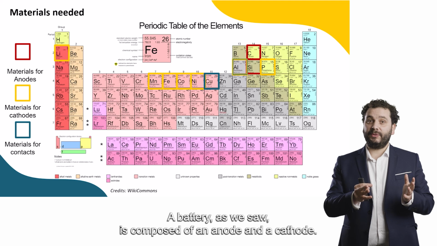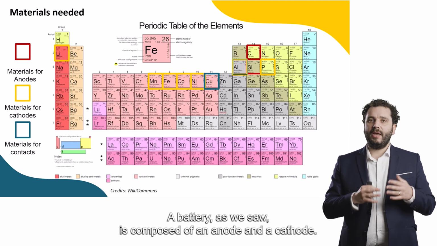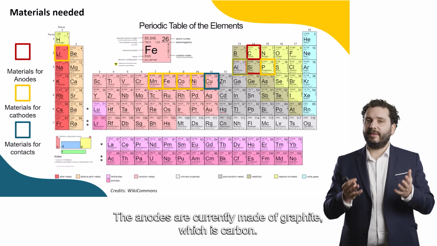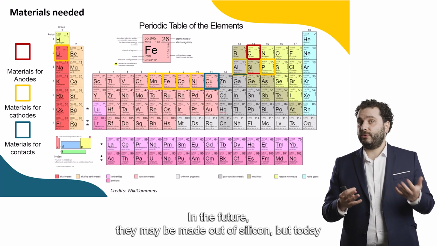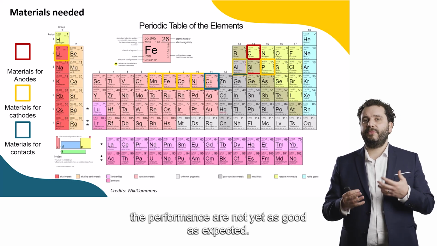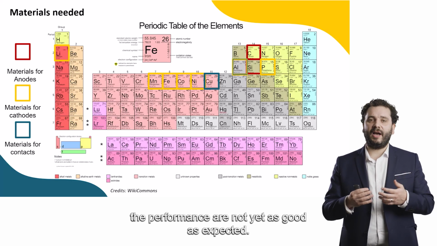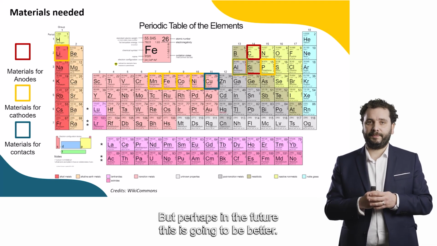A battery, as we saw, is composed of an anode and a cathode. The anodes are currently made of graphite, which is carbon. In the future, they may be made out of silicon, but today the performance is not yet as good as expected. But perhaps in the future, this is going to be better.